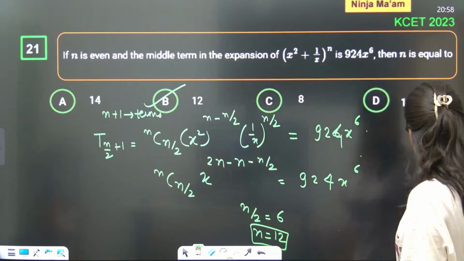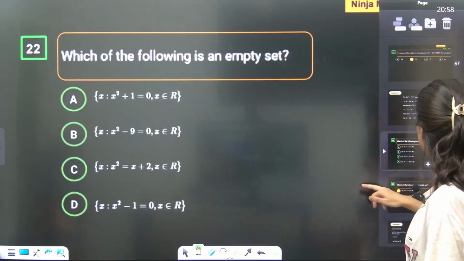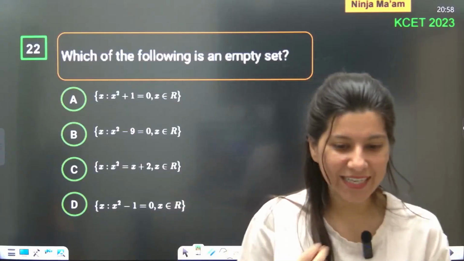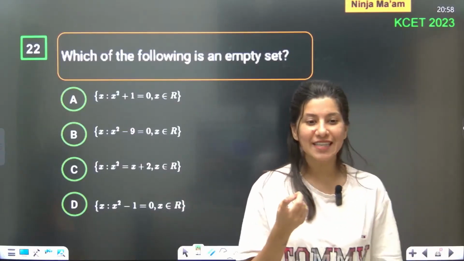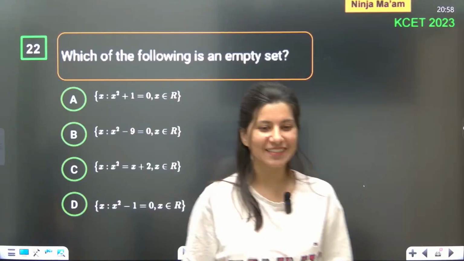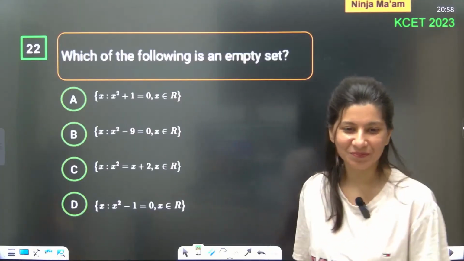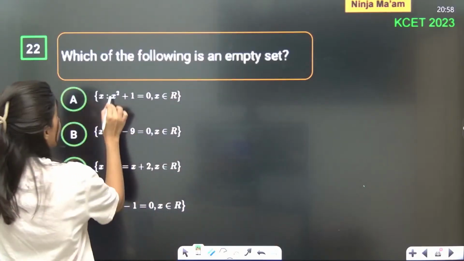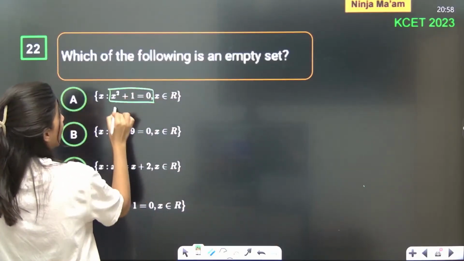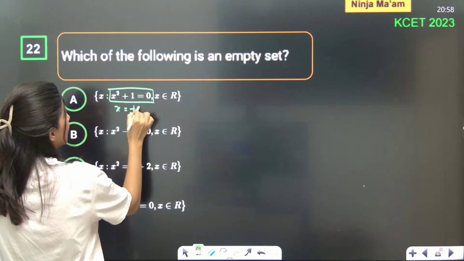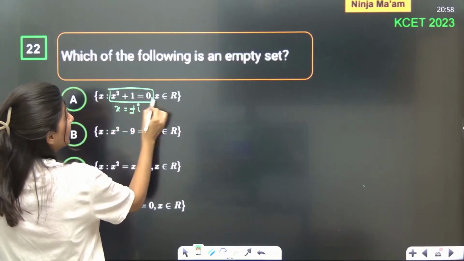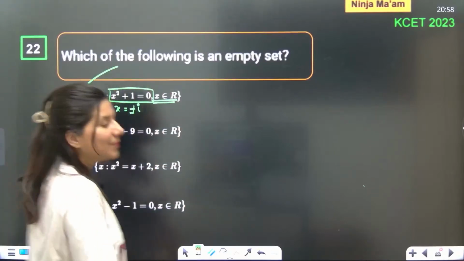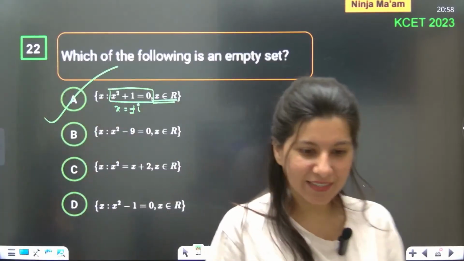Okay. All right. Next question. Very easy question. Which of the following is an empty set? So I know the very first set is x square plus 1 is equal to 0. I know that x will be equal to plus minus iota. Iota is not a real number. So that means x belongs to real will not be applicable. So this should be the only empty set.